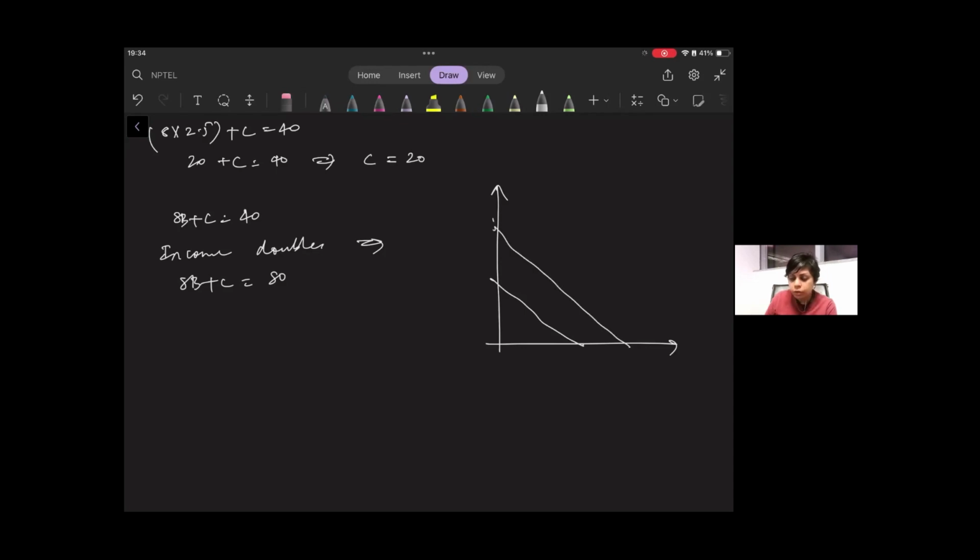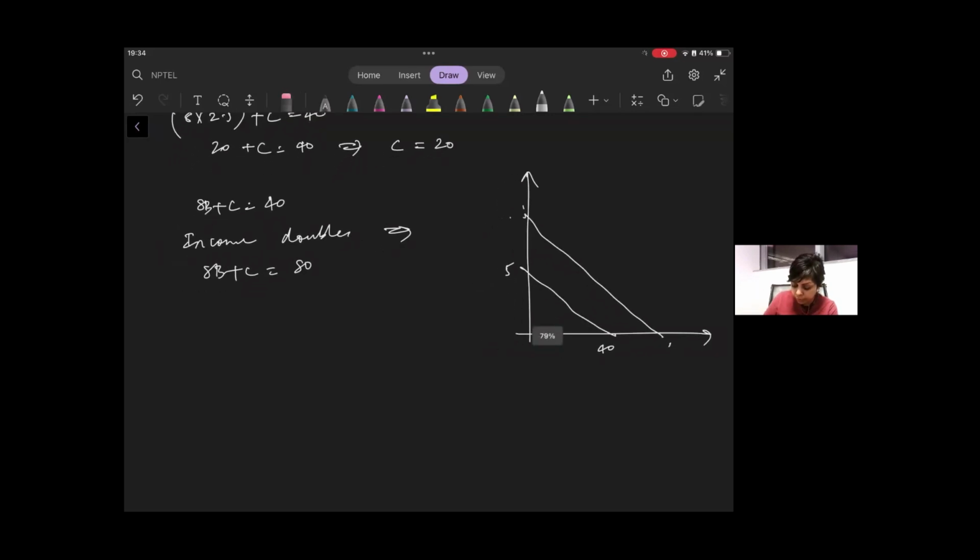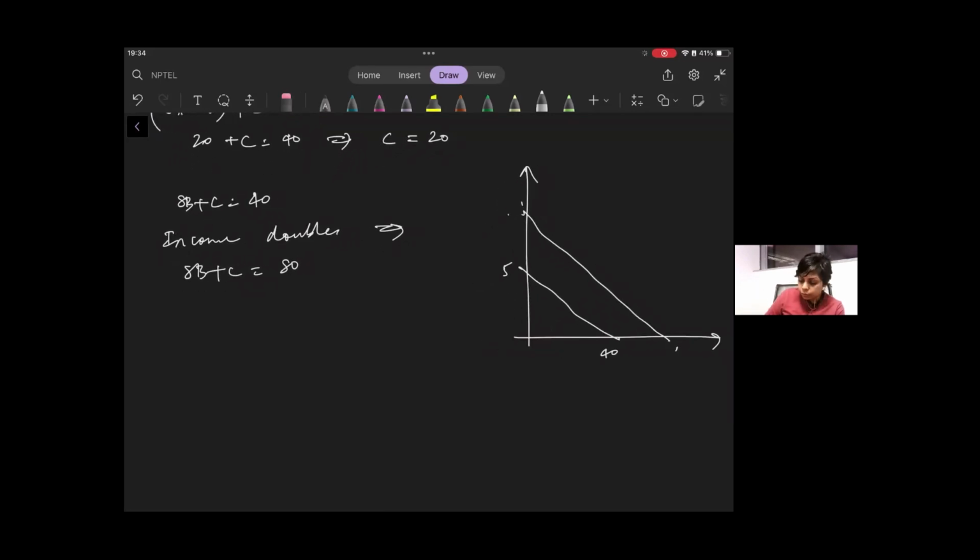This sort of shifts outwards, right? This is 40 and this is 5. This will be something more. You can calculate and see what it comes out to be. It will be double usually, right? So this is 5, this will probably be 10, this will probably be 80.